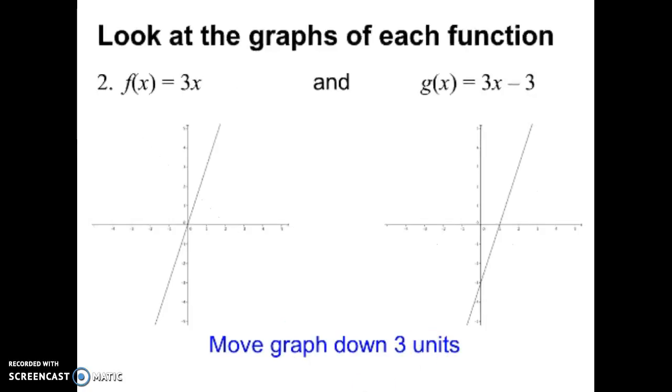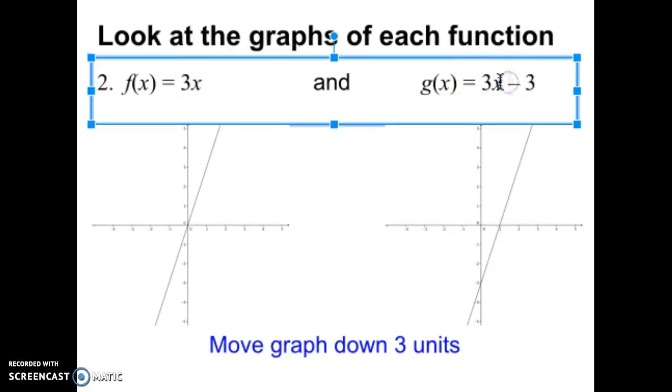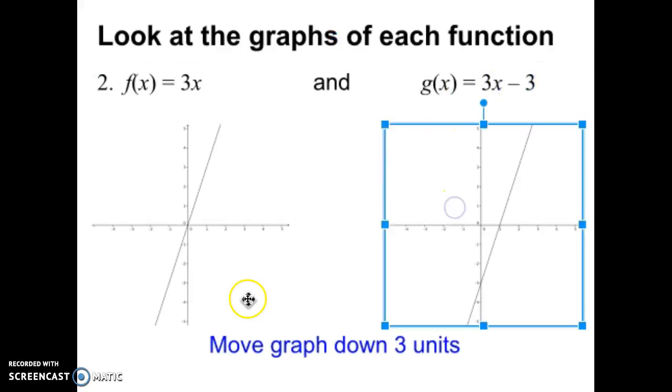So if we take a look then at our next graph, we can see that we have our basic line 3x. It has a y-intercept of 0, and our slope is up 3 over 1. Now, if we head over to our g of x graph, we can see that it's still a 3x, still the 3x. It's just now there's a minus 3 tacked on the end.